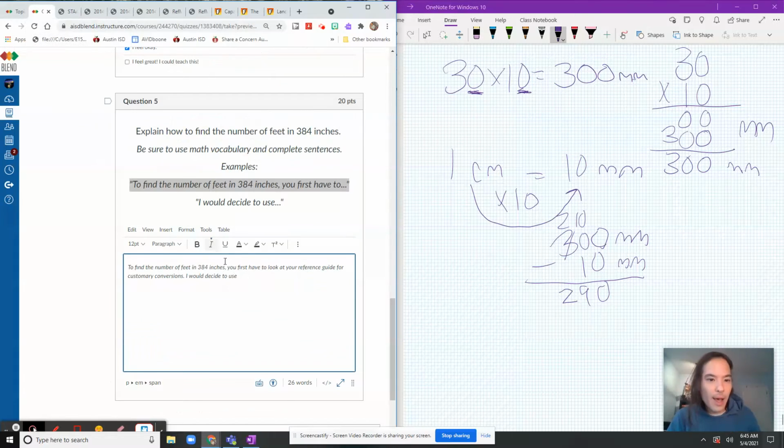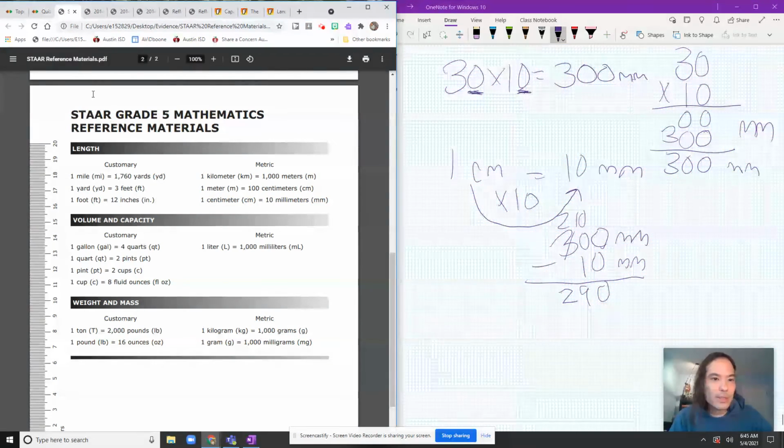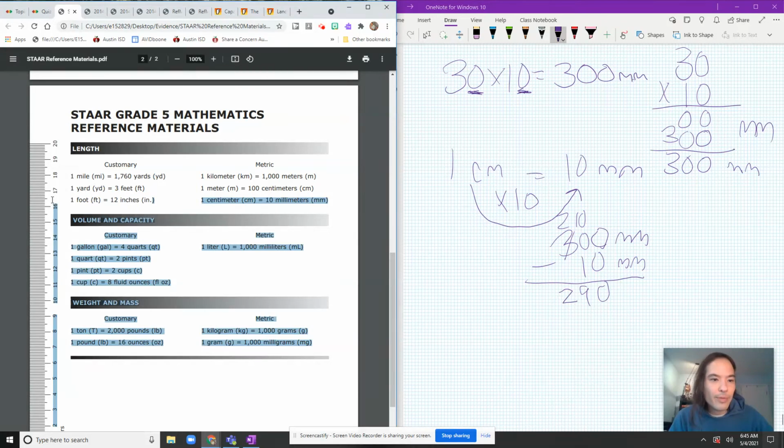So I would decide to use multiplication to change feet to inches by multiplying my feet by 12. Oh, that's 12. There you go. To find the number of feet in 384 inches, you would first have to... Oh, wait a minute. Mr. Johnson got that backwards. Am I going from feet to inches? Or am I going from inches to feet?